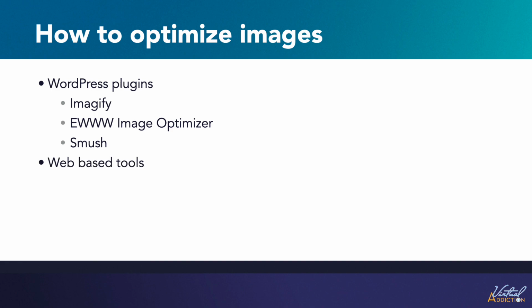Next, we have web-based tools where you can optimize the image before uploading it to your WordPress site. Some options worth considering are TinyPNG, TinyIMG, Kraken.io, and the Squoosh App. These will all help you create images. However, if you have a lot of images that you're trying to optimize, they are not usually the best choice because you generally have to optimize one image at a time.